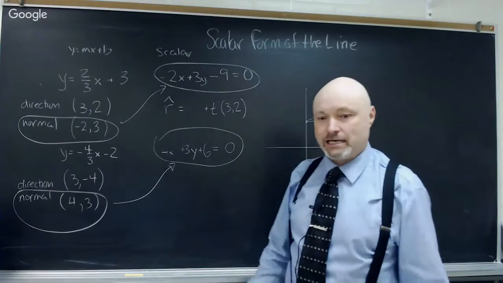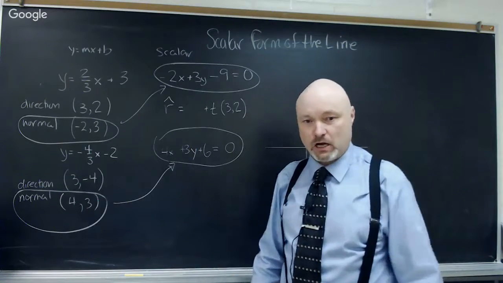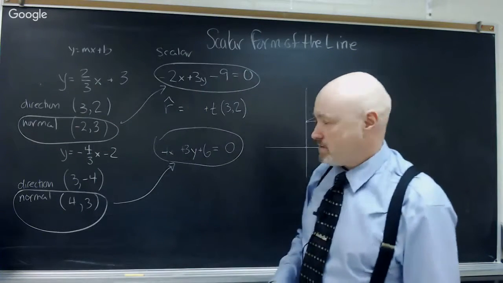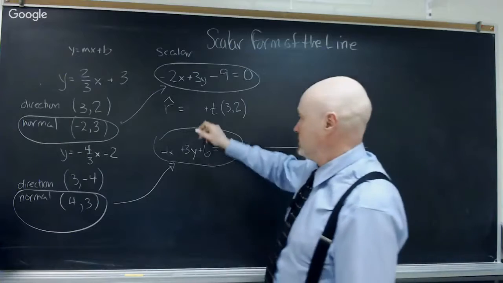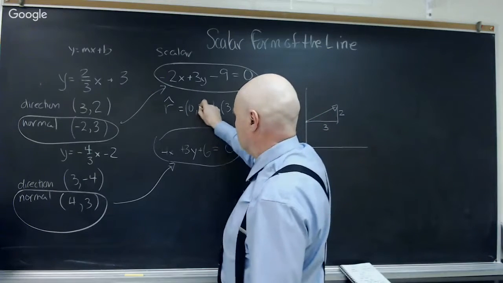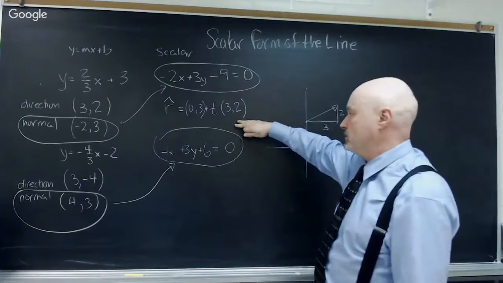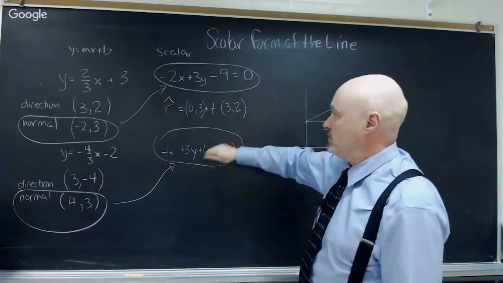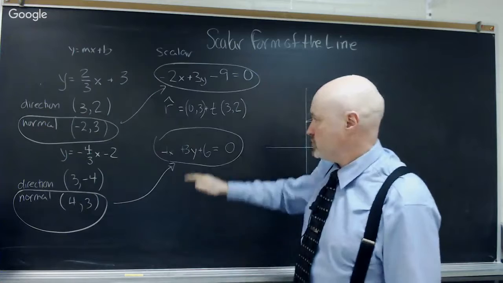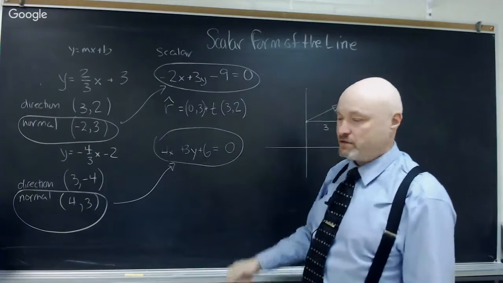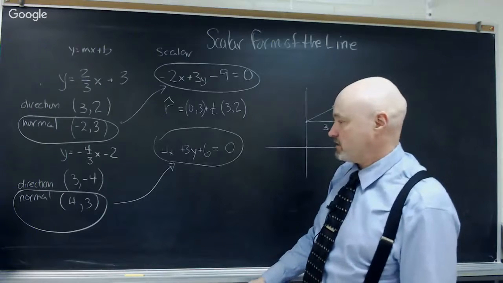I'm going to take a nice, easy spot on this line. I'm going to choose the y-intercept. And so there is a possible vector equation for that line. I've chosen my position vector just because it was easy. I chose the y-intercept, and then t times the direction vector.